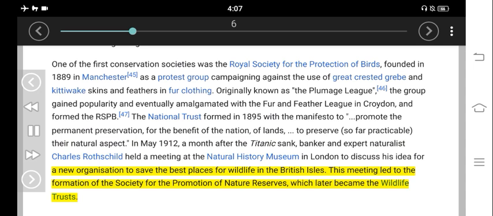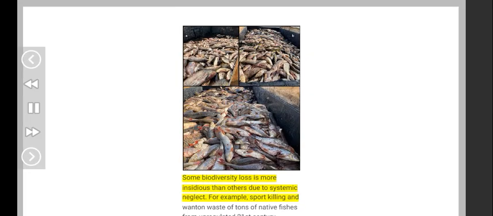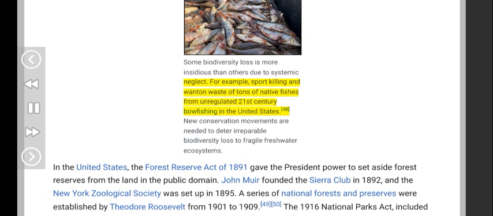This meeting led to the formation of the Society for the Promotion of Nature Reserves, which later became the Wildlife Trusts. Some biodiversity loss is more insidious than others due to systemic neglect. For example, sport killing and wanton waste of tons of native fishes from unregulated 21st century bowfishing in the United States. New conservation movements are needed to deter irreparable biodiversity loss to fragile freshwater ecosystems.